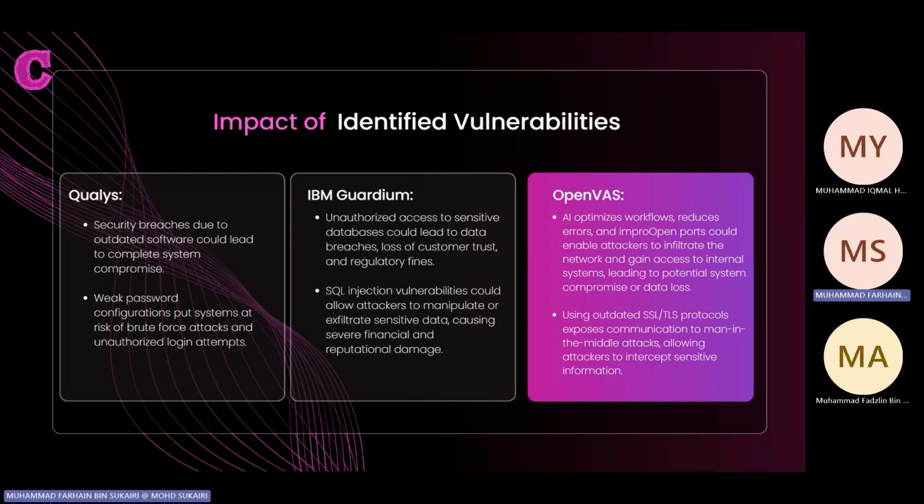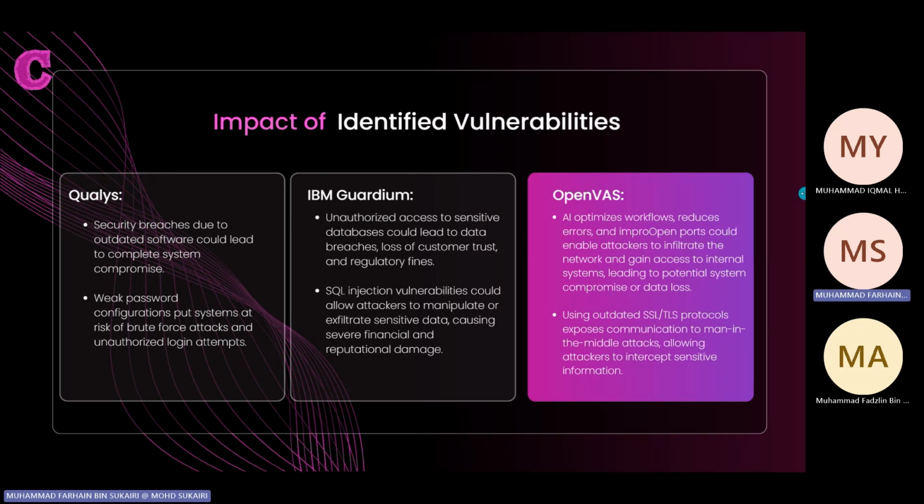The last one is OpenVAS. OpenVAS raised a serious concern about open network ports and outdated encryption protocols. The open ports create a significant attack surface, while outdated SSL or TLS versions could allow an attacker to intercept and decrypt the sensitive communication between companies, exposing both business and customer data.